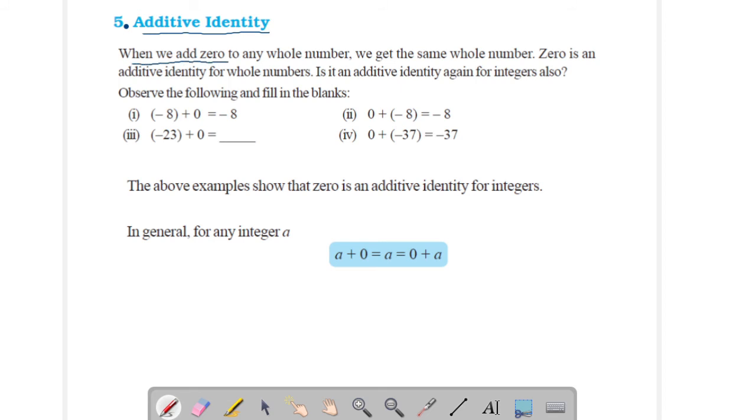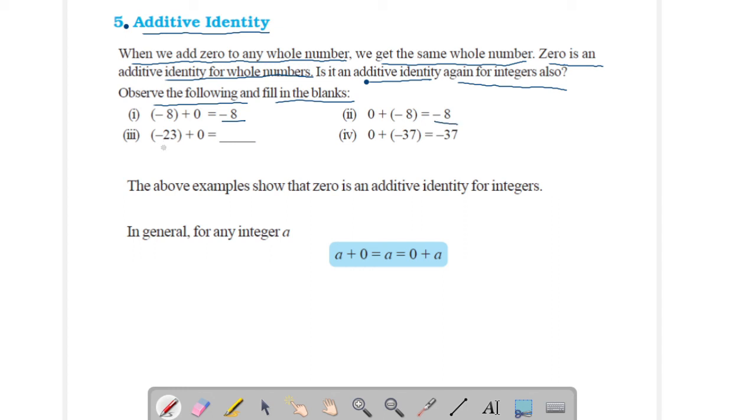When we add 0 to any whole number, we get the same whole number. 0 is an additive identity for whole numbers. Is it an additive identity for integers also? So observe the following and fill in the blanks. See here, first part: minus 8 plus 0, we will get minus 8. Second part: 0 plus minus 8, we will get minus 8.